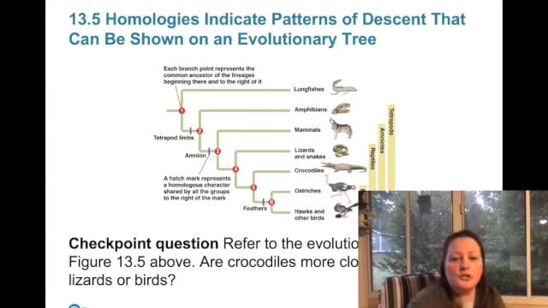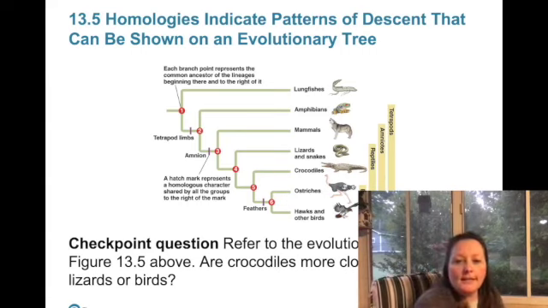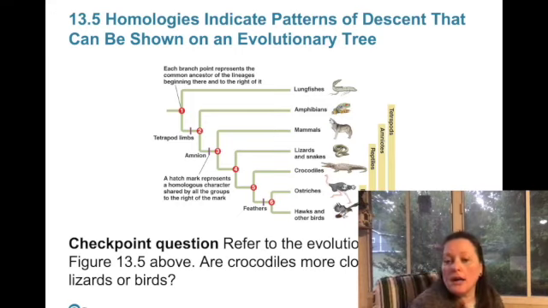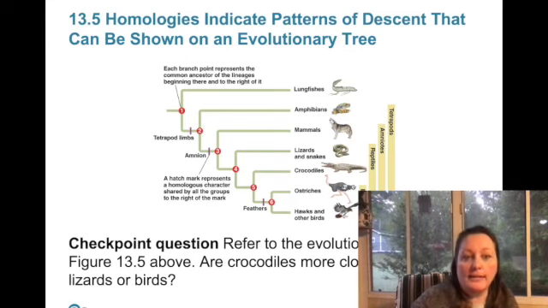This is an evolutionary tree, and it wants you to look at crocodiles. So looking at this, they want to know, are crocodiles more closely related to lizards or birds? Well, I'm going to use the laser pointer in order to show you this. So each of these means there's a common ancestor. So here we have a common ancestor. Over here, the lungfishes stayed. And then down here, they branched.